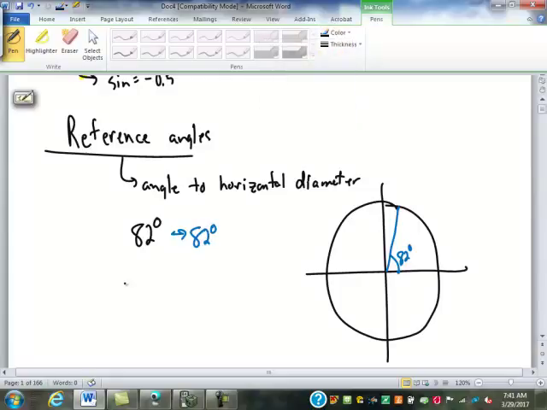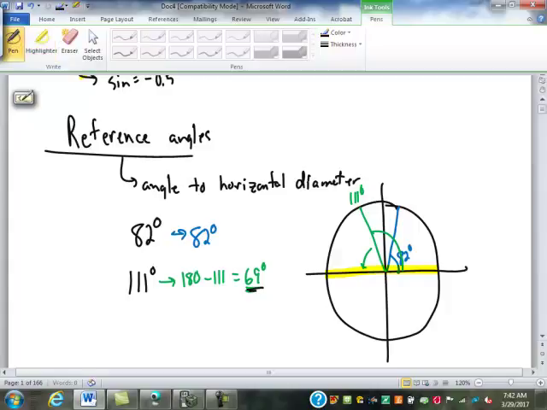If I give you an angle of 111 degrees, that goes past 90, which means that we're closer to this one, right? So what's that angle going to be? 180 minus 111, or a 69 degree reference angle. Does that make sense where I got the 69? I was just subtracting, a supplement. The key is it's whatever angle takes us back to this horizontal diameter.